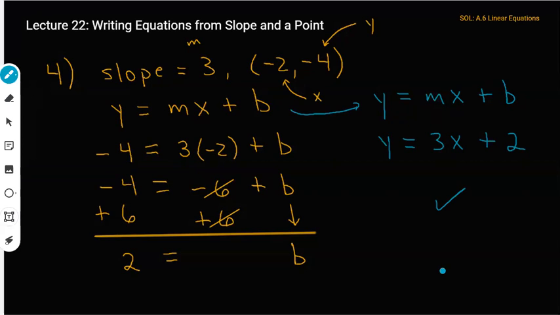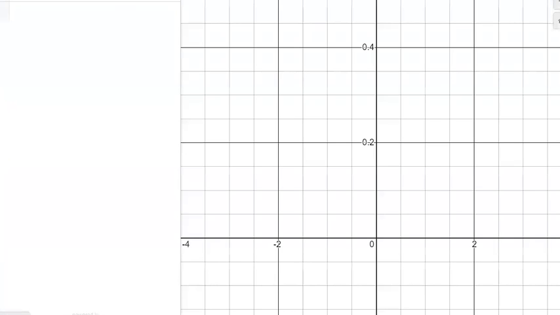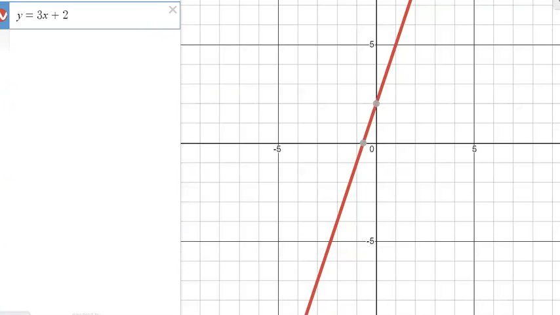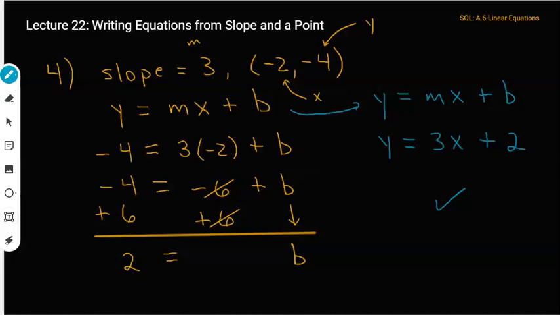So now if you want to check your answer, what you could do is go to Desmos and actually graph this line. On the left side, I'm going to type in y equals 3x plus 2. And I get this red line right here. I'm going to zoom out so we can see it a little bit better. This line is going to cross the y-axis at (0, 2). So the y-intercept should be 2. And it is.